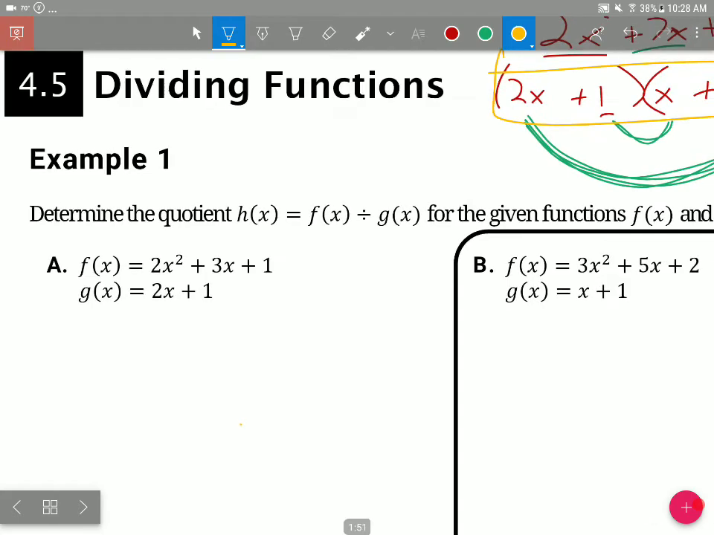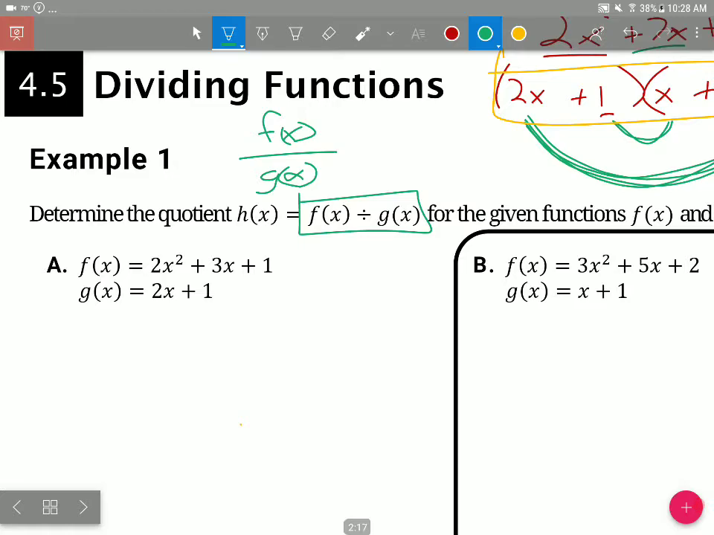So we've talked about adding functions, subtracting functions, multiplying functions. Today we're going to talk about dividing functions. Okay? So f divided by g. And we're literally going to take the f function and put it over the g function. The difference is we're going to have to factor everything. Okay? That's the difference.